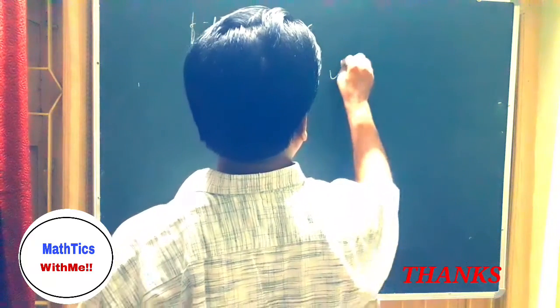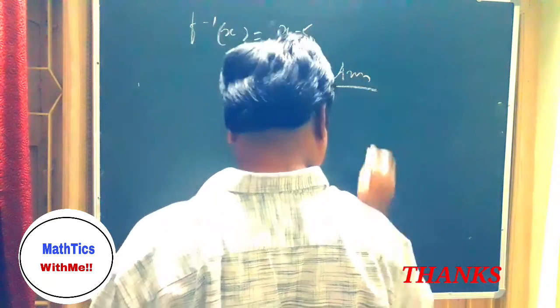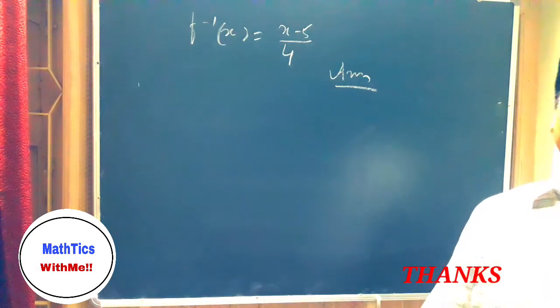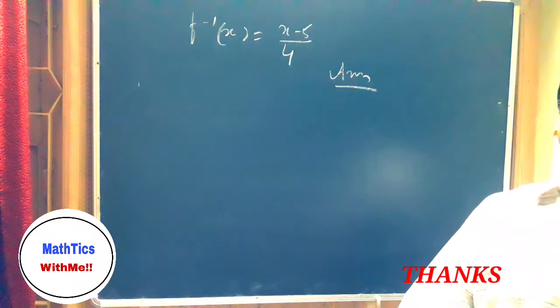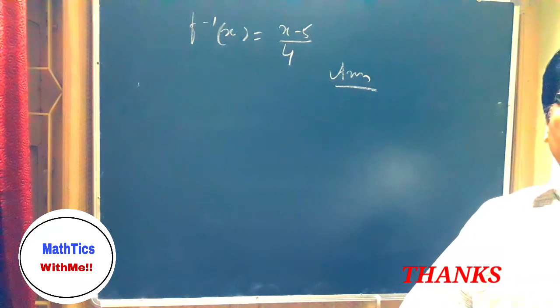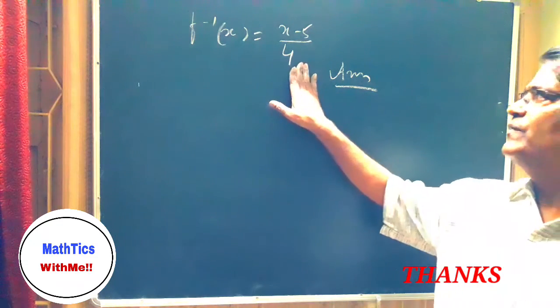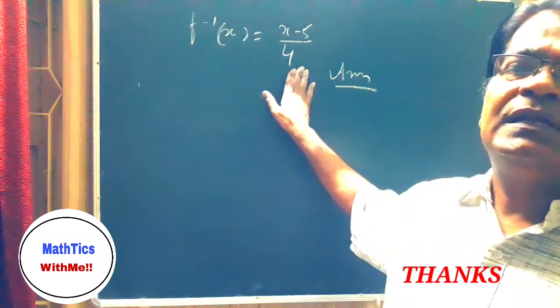Answer. So in this problem, we have proved that the function is both one-one and onto, so it is invertible, and the inverse of the function is this one.